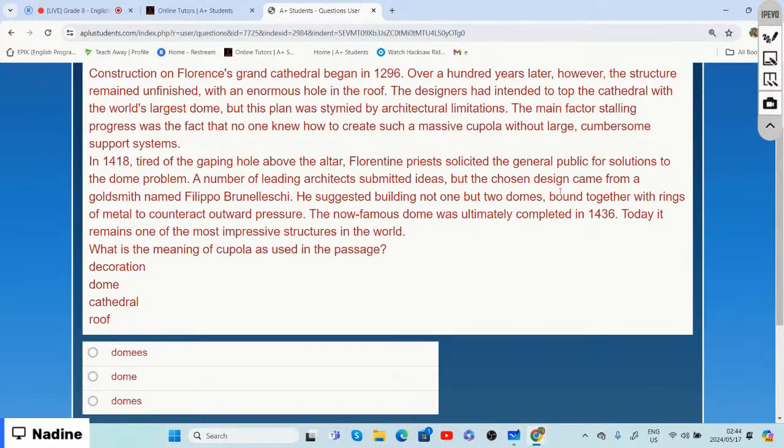In 1418, tired of the gaping hole above the altar, Florentine priests solicited the general public for solutions to the dome problem. A number of leading architects submitted ideas, but the chosen design came from a goldsmith named Filippo. He suggested building not one but two domes, bound together with metal rings to counteract outward pressure. The now famous dome was ultimately completed in 1436. Today, it remains one of the most impressive structures in the world.